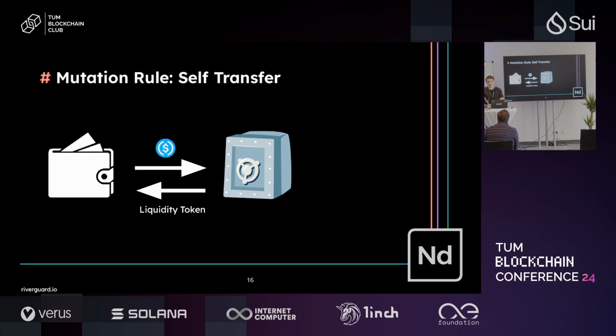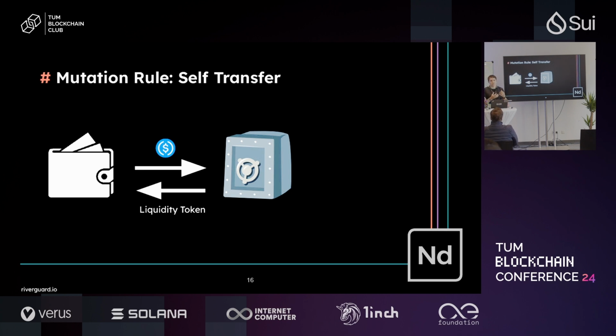So how does one of these mutations work? A common mistake developers make is allowing self-transfers. So for example, on the left is our wallet, and on the right is the vault, like the vault of some program where you lock up your money, and then you get a liquidity token to work with, like play around to bet or something.